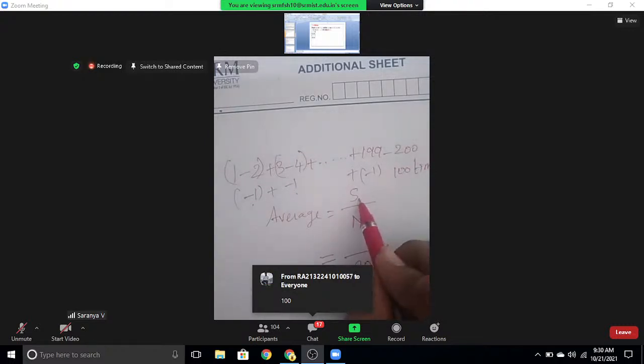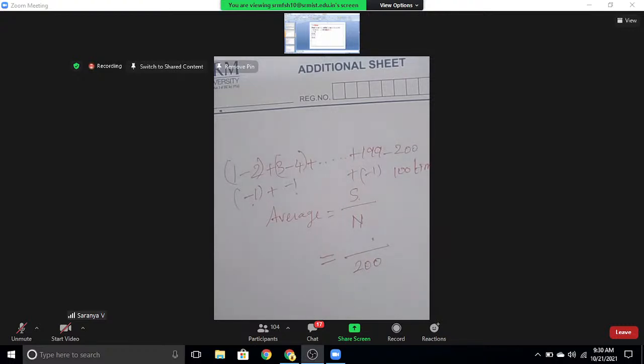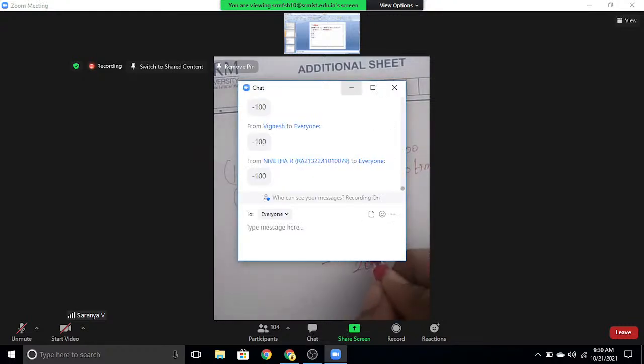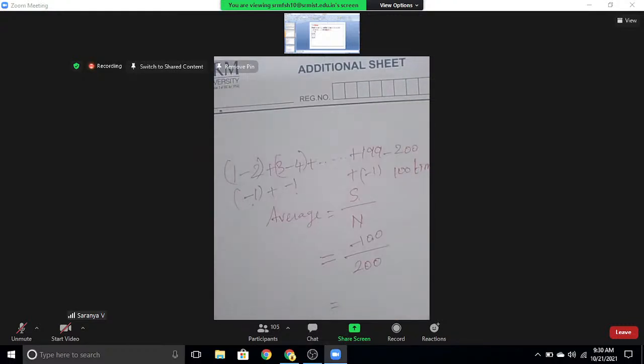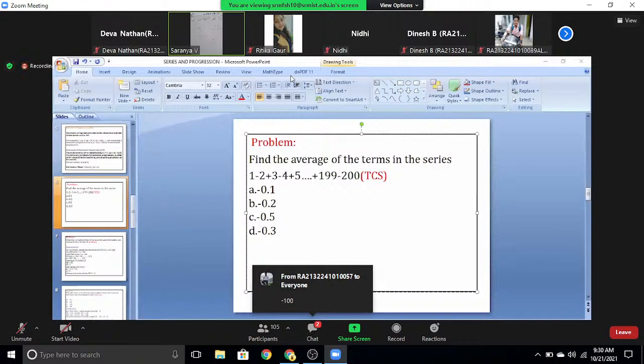So now pose the sum. What is your sum? If you add a minus 100 times, what is your sum? Minus 100. Yes. Got it? So now pose the average. Which option is right? Right. Post your answers. So any doubts? Have any doubts?